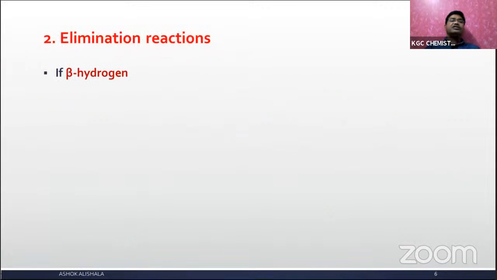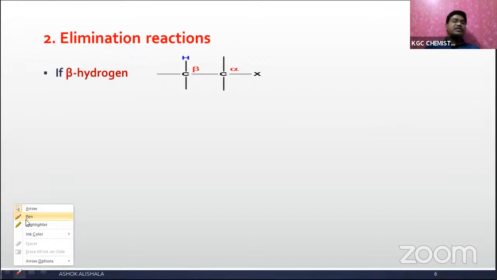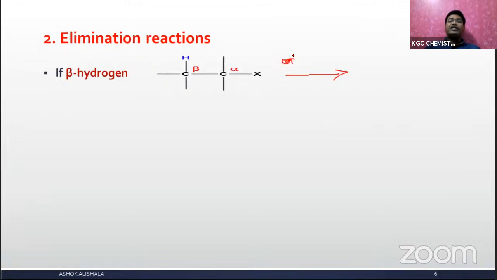Then what is an elimination reaction? The elimination is mainly of beta hydrogen. See here, how does an elimination occur? Generally, you remember, alkyl halides undergo elimination reaction when treated with alcoholic KOH.